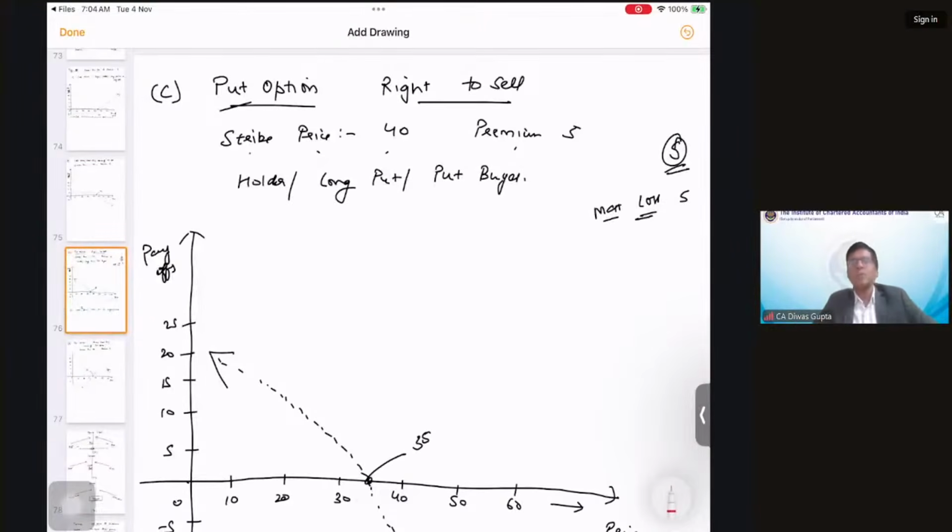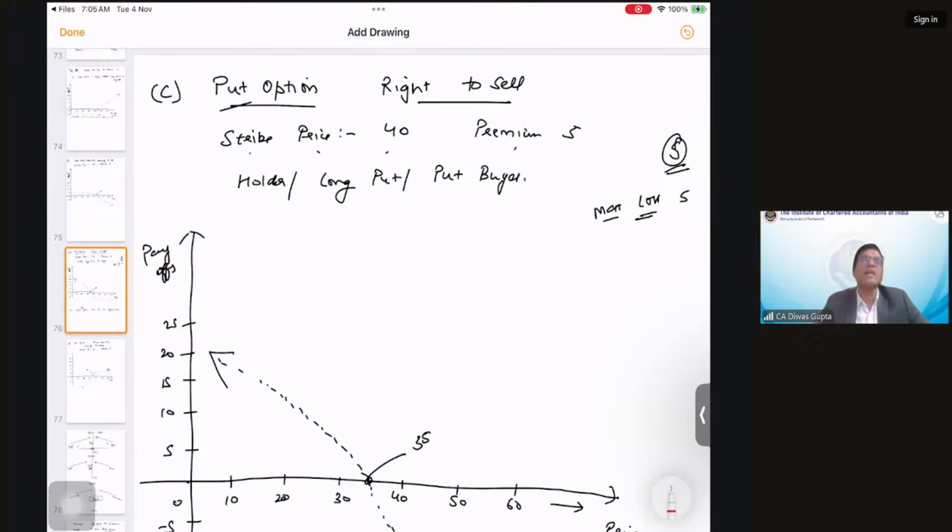Now, put option, we discussed it's a right to sell. If it is a right to sell, then just imagine this situation that today we have purchased a right to sell and tomorrow the prices have decreased. In that case, I will be executing my right to sell through this contract because in the open market, I will not be getting sufficient return. Hence, in that case, I will be using this contract.